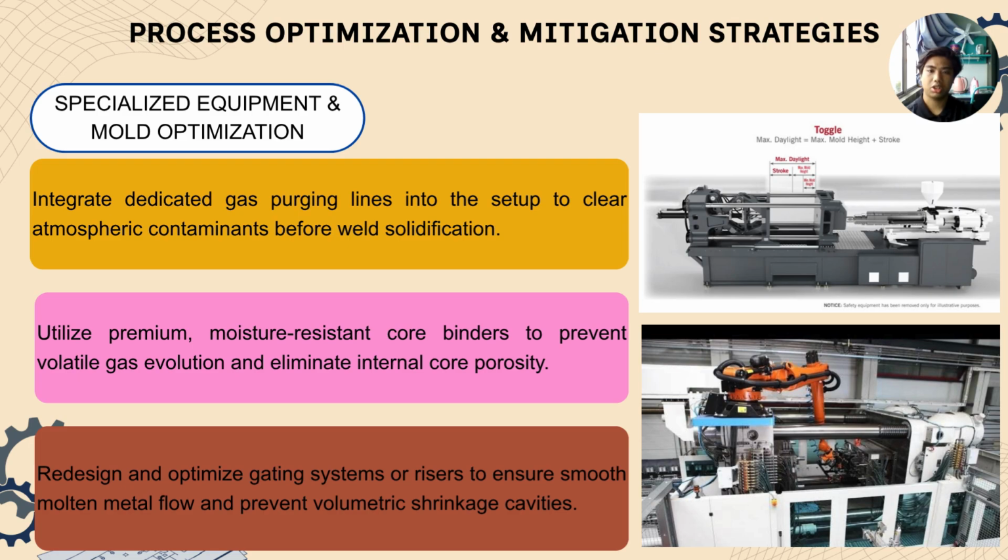For the second, moisture-resistant core binders. We use high quality moisture-resistant core binders. This will prevent gas from building up inside the molds and completely eliminates internal core porosity or tiny air pockets. And finally, gating system and closing. We redesign our gating system and risers to make sure the hot molten metal flows smoothly. This simple change will stop shrinkage cavities from forming as the metal cools and shrinks.